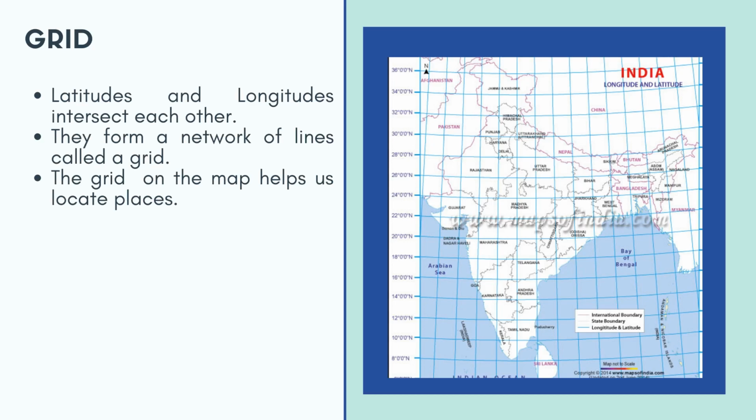As you can see, there are many latitudes and longitudes passing through India. We can find out the latitudinal and longitudinal extent of our country. If we know the latitude and longitude of a place, we can locate it easily on a map.